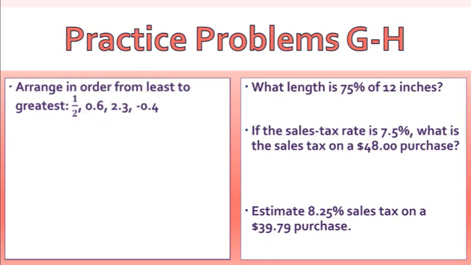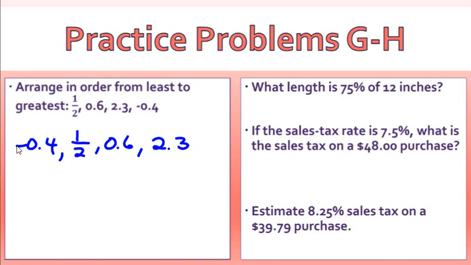And the last couple problems. Arrange these in order from least to greatest. We have half, which is 0.5, which is smaller than 0.6, which is smaller than 2.3, but those are all bigger than negative 0.4. So negative 0.4 is our smallest. Then comes half, because that's 0.5. Then comes 0.6. And then our biggest number is 2.3.